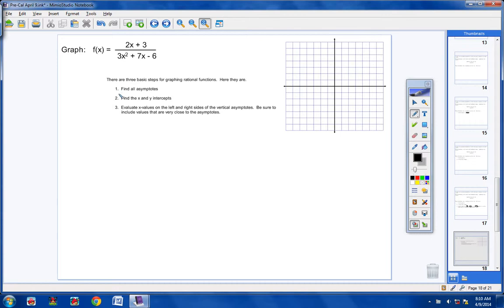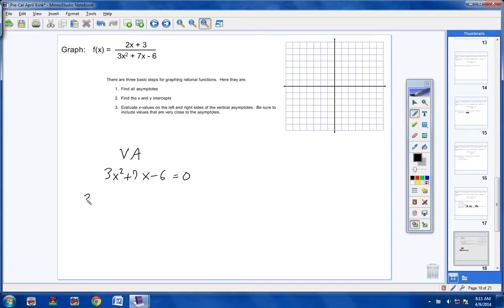Let's go ahead and do step 1. Step 1 says find all of the asymptotes, okay? Let's start off with vertical asymptotes. Do you remember how to do that? We take the denominator and we set it equal to 0, okay? So very quickly, I'm going to do that.